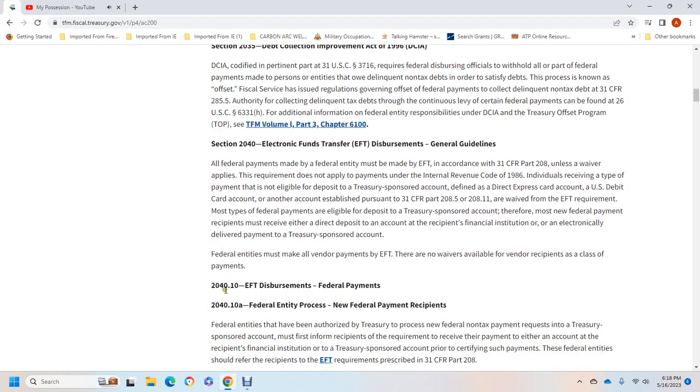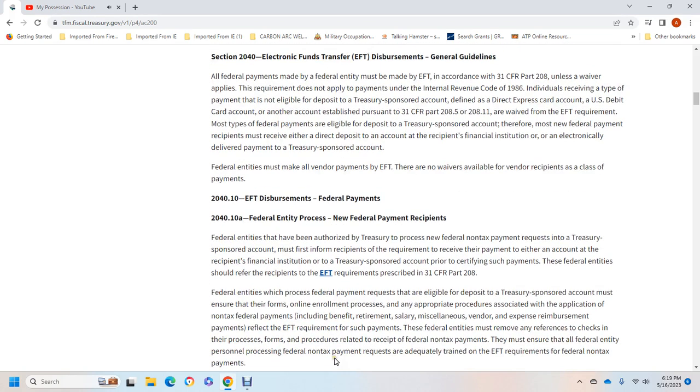Section 2040.10, electronic funds transfer disbursement of federal payments: federal entity processing of new federal payment recipients. A federal entity authorized to process a new federal non-tax payment that requires deposit into a Treasury-sponsored account must inform the recipient of the requirement to receive the payment in either an account at the recipient's financial institution or a Treasury-sponsored account prior to certifying the payment. The federal entity should refer to the recipient electronic funds transfer requirements prescribed in Title 31 CFR Part 208.